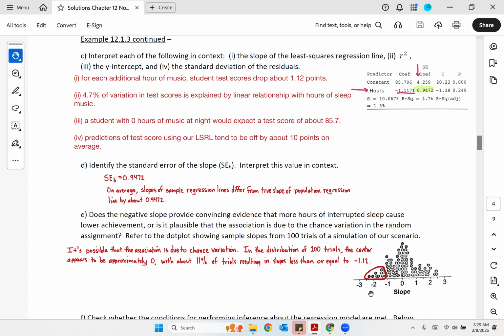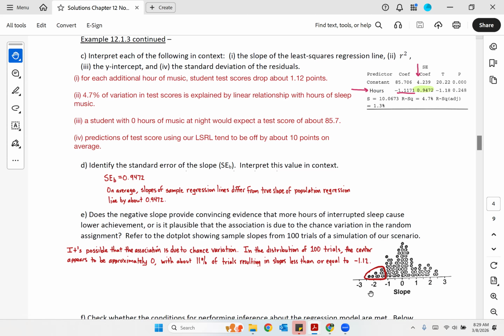Okay. So that's our first evidence that maybe we cannot say that the music is causing people's scores to get lower. Still a bit up in the air. We're going to do some further analysis.